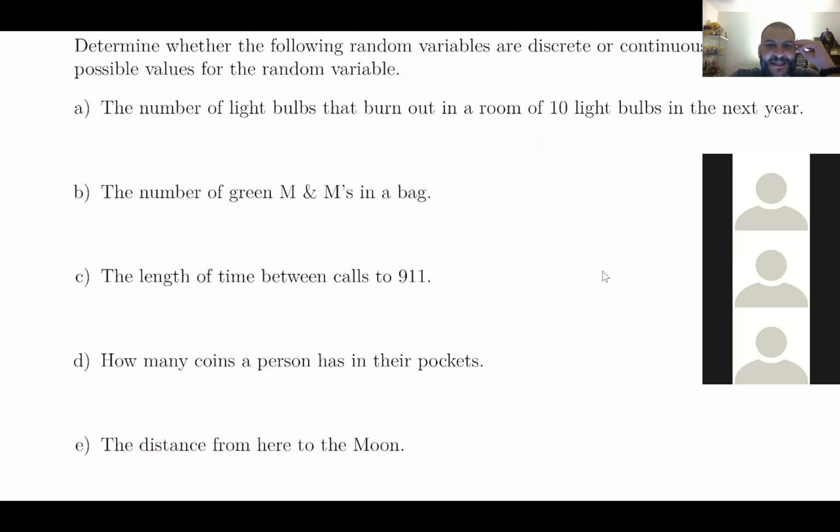All right, so let's do these examples. All we want to do is say, is it a continuous or a discrete variable? For part A, it said the number of light bulbs that burn out in a room of 10 light bulbs in the next year. Would that one be continuous or discrete?